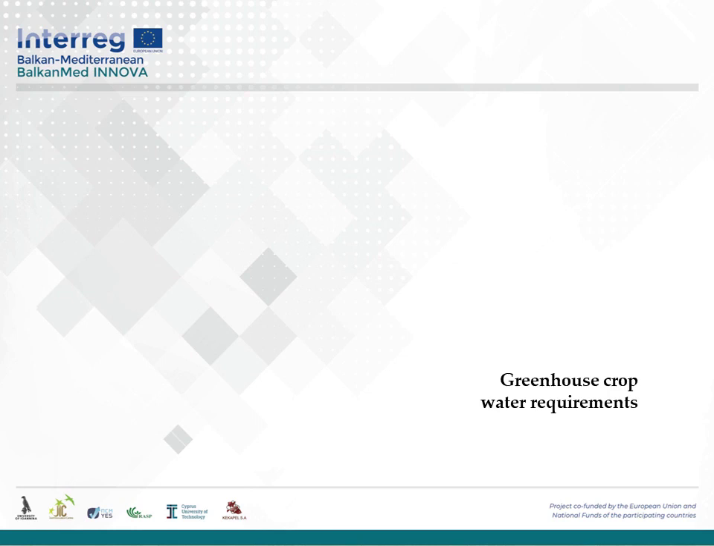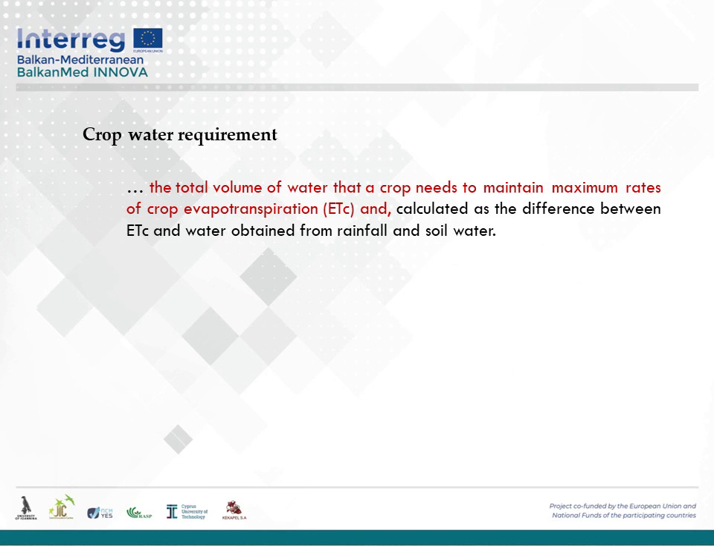Let's talk now about a very important issue, the water requirements of the greenhouse crops. Crop water requirement is the total volume of water that the crop needs to maintain its maximum rate of crop evapotranspiration, ETC. And the crop water requirements are calculated as the difference between the ETC and the water obtained from rainfall and soil water.